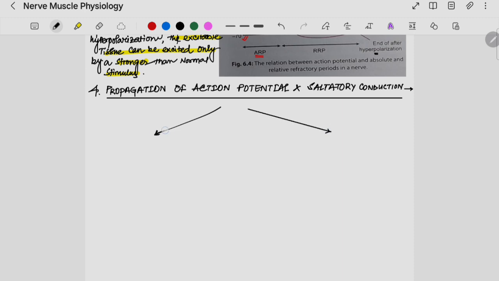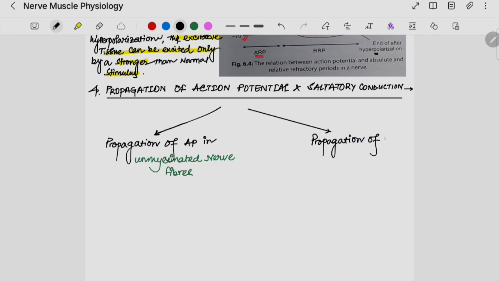So first one is unmyelinated nerve fibers, propagation of action potential in unmyelinated nerve fibers. Secondly, propagation of action potential in myelinated nerve fibers.